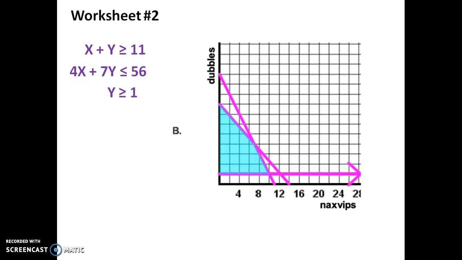Let's take a look at this one. Again, we have y is greater than or equal to 1. We're shaded above. We're good to go with that inequality. x plus y is greater than or equal to 11. So we have this line. We should be shaded above. This is also not the appropriate graph for that one.